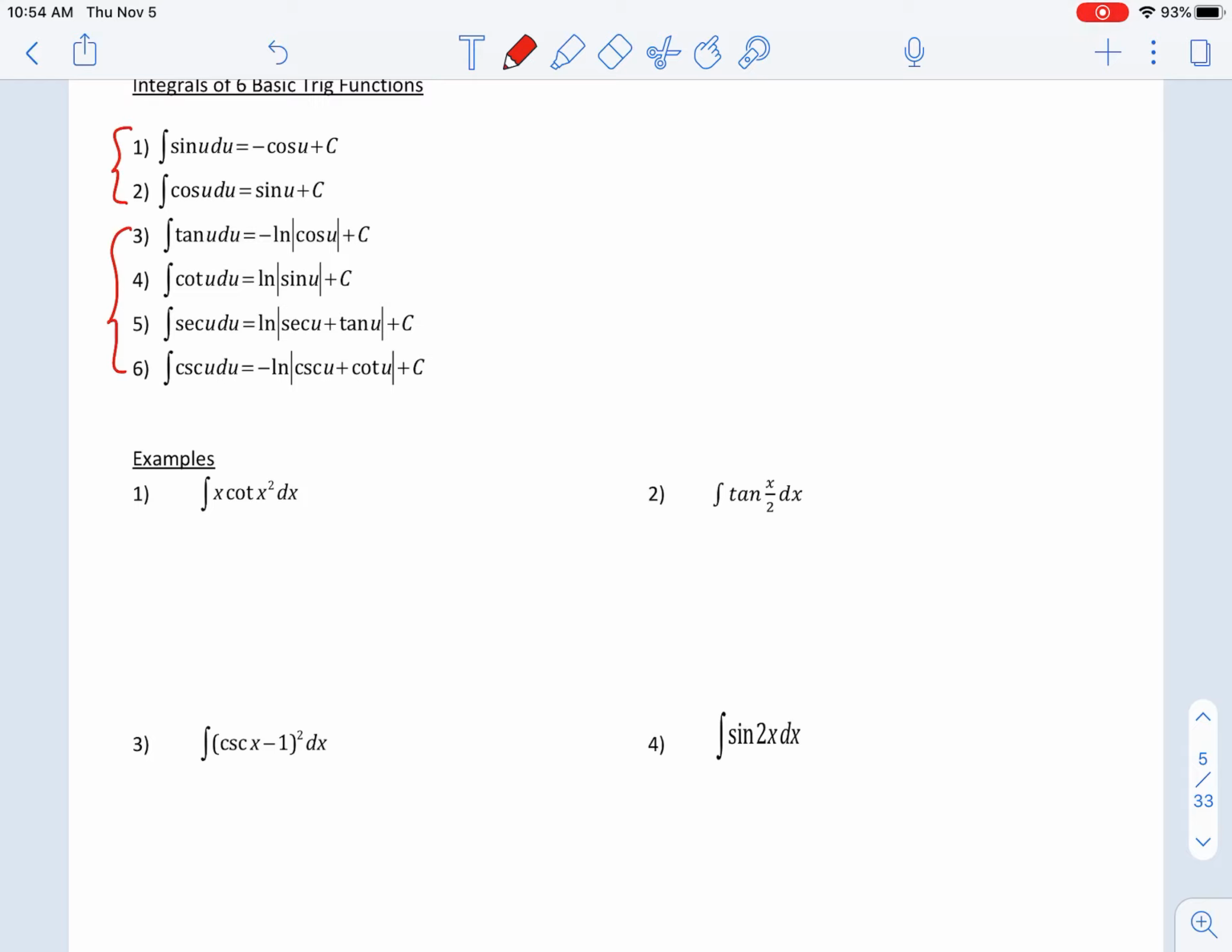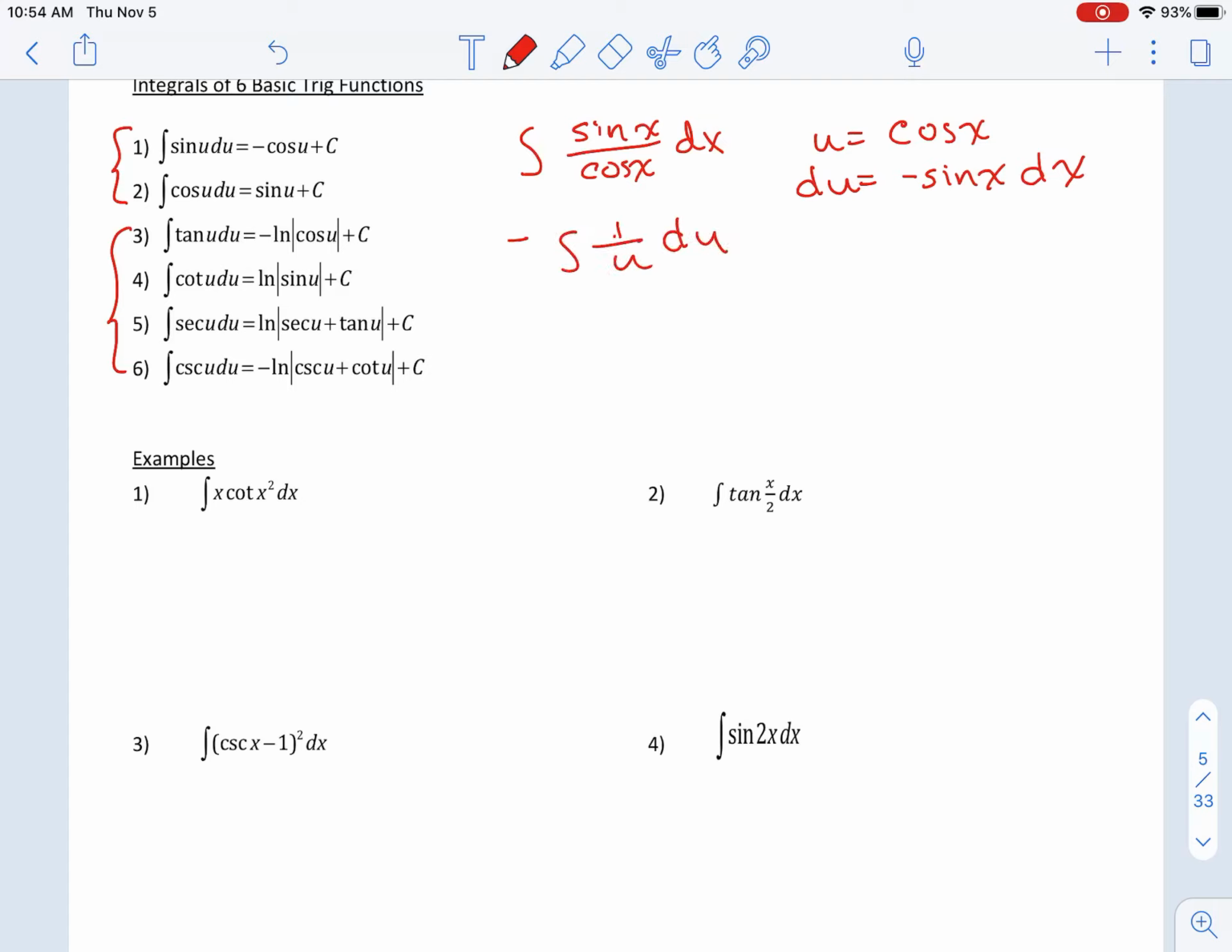I want to show you the proof for the tangent. So tangent is really sine over cosine. And really, you can do the 1 over u idea. Your u would be cosine of x. Your du would be negative sine of x dx. The only thing you're missing is a negative sign, so this is really negative 1 over u du. So this ends up being negative natural log of cosine of u plus c. And we can just use the x for the u here. So that's why the antiderivative of the tangent is negative ln of cosine of x plus c.